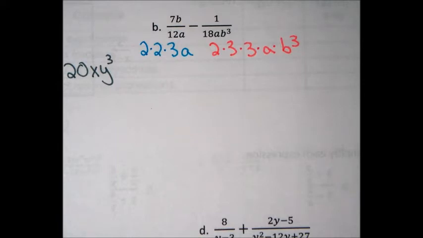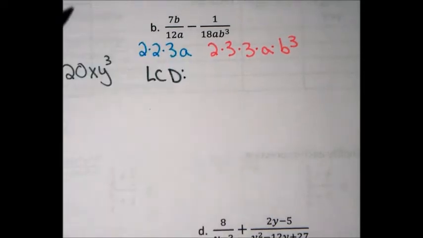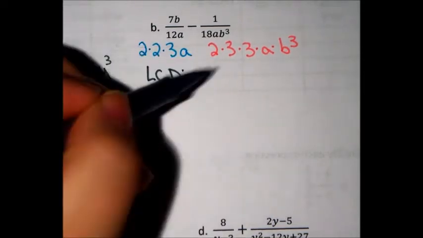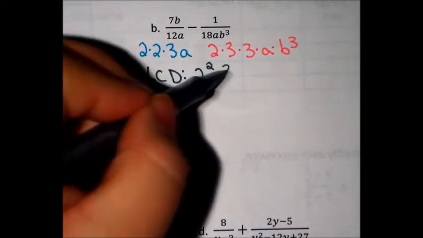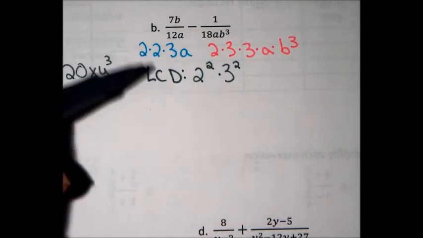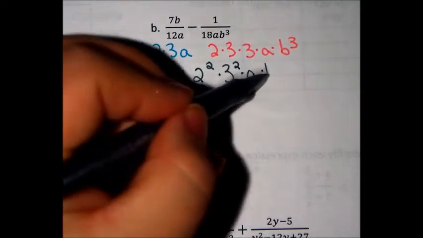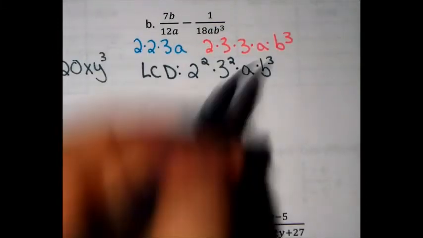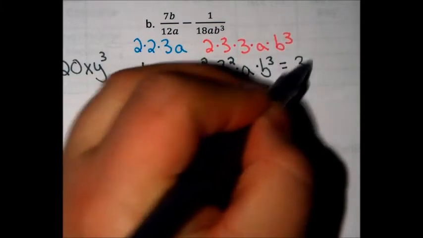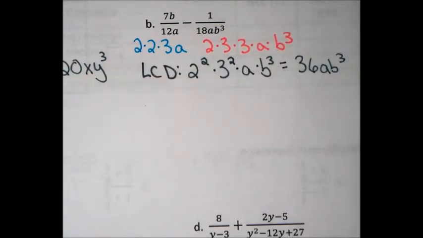And when looking at the LCD, the most amount of 2's is here, 2 squared. The most amount of 3's is 2. The most amount of A's is 1. And the most amount of B's is 3. So my LCD, if I were to multiply it all together, 36AB cubed.